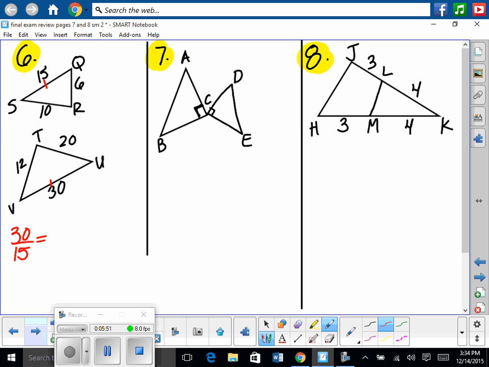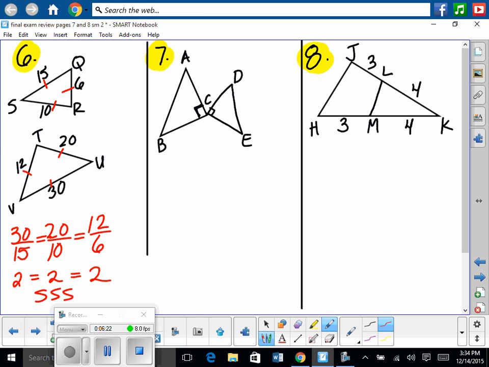30 over 15 is equal to, the next largest side is 20. So 20, the next largest side is 10. So 20 over 10, sorry. So it's equal to 20 over 10 is equal to, 12 is the smallest side here, 6 is the smallest side here. So 12 over 6. So we have 2 is equal to 2 is equal to 2. The ratios match up, so by side, yes, these are similar.